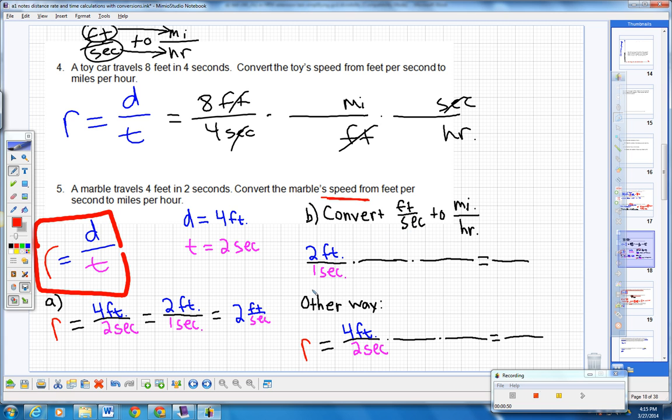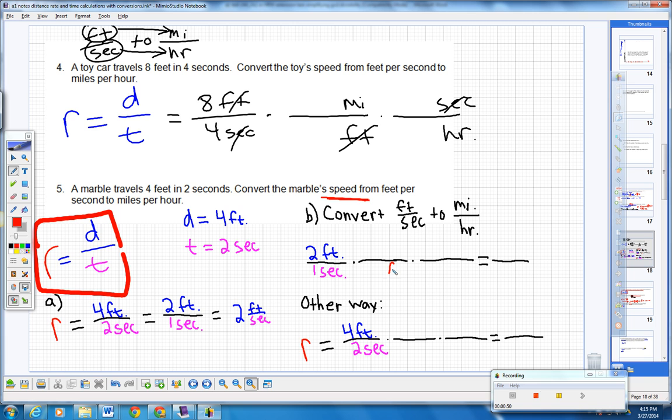So anyway, we start with what we're given, or actually what we calculated. I know that I want to cancel out what? Ask yourself that question. What do you want to cancel? You should have answered either feet or seconds. You could do either or. I want to cancel feet.